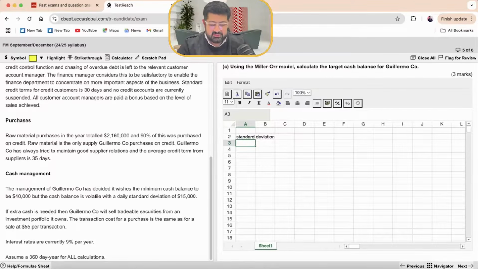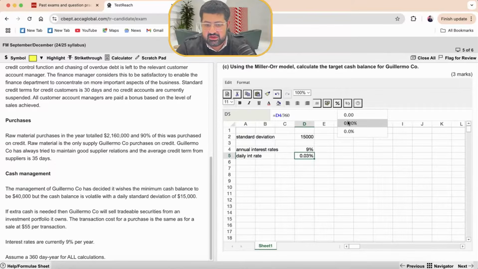Standard deviation they have given, that is of the cash flow, that is 15,000. And then they have given us interest rates which are annual. They have given 9%, and we need to calculate the daily interest rate. So daily interest rate is equal to 9% divided by 360. So this is the answer in percentage.